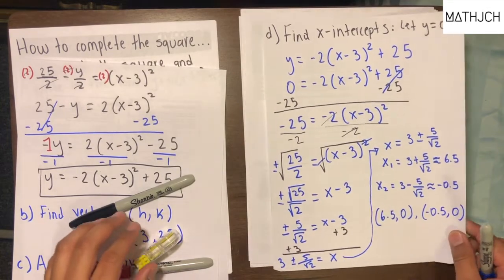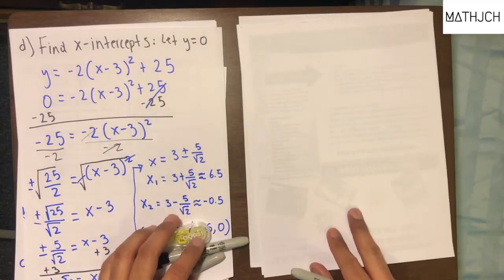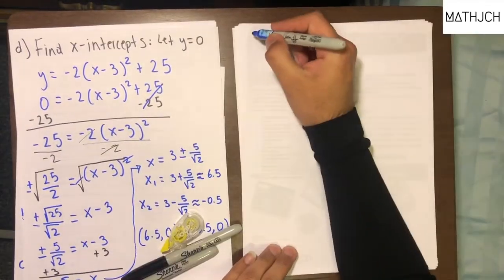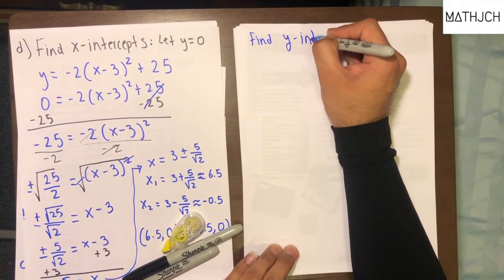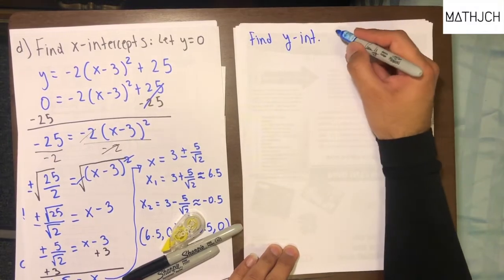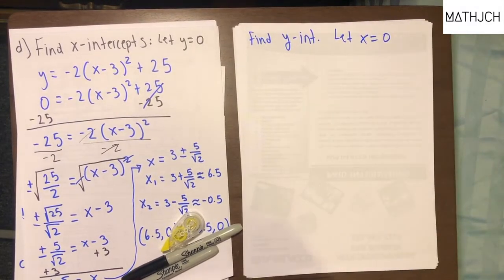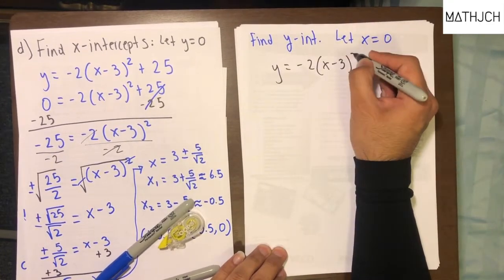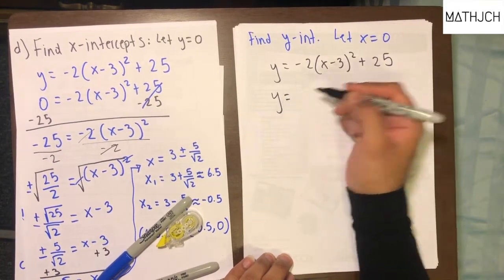Now, our next step is to find our y-intercept, which is much easier than to find x-intercept. So let's do that. Find y-intercept. For that, we need to let x equals 0, okay? So let's rewrite the equation first. Let's substitute x for 0, and solve for y.